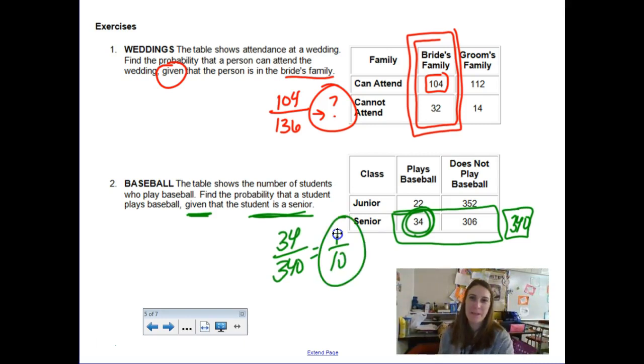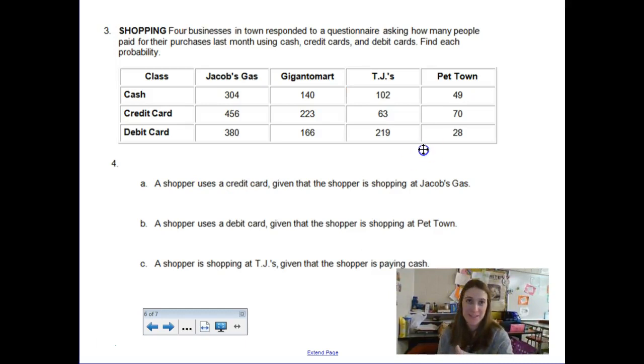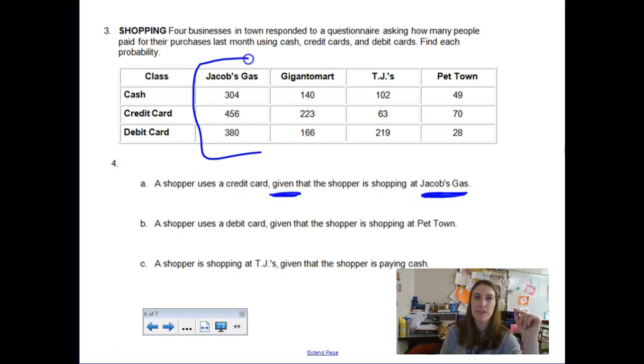Alright. So I really like conditional probability because I think it helps when you highlight the chart. If they give you a chart, it's way awesome. Alright, this question is a shopper who is going to various stores and paying with various methods. So what's the probability that a shopper uses a credit card given that the person is at Jacob's Guess? So given that we're only looking here.